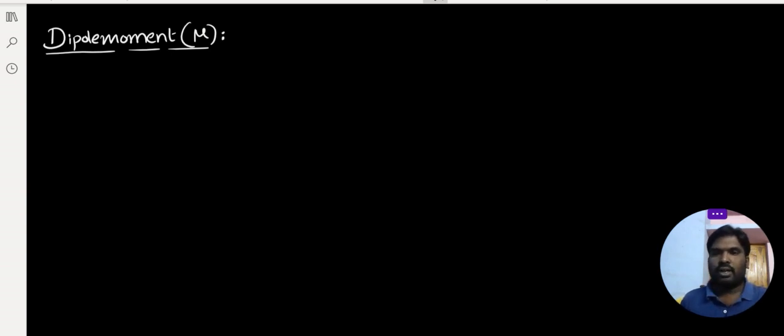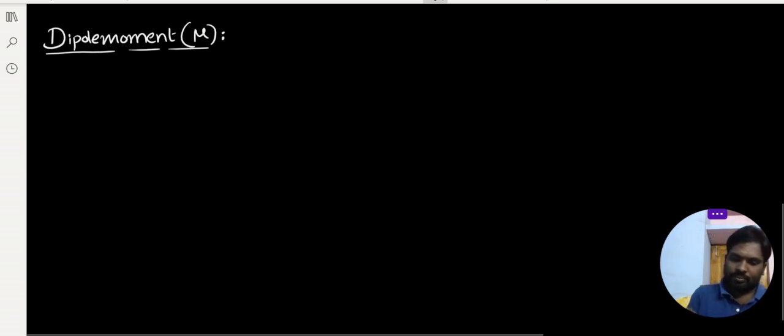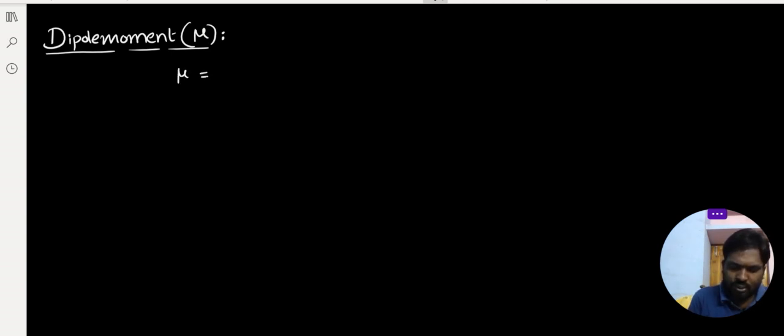Dear students, now I want to discuss dipole moment. This is a very important concept from chemical bonding and molecular structure. Dipole moment mu equals d into e. Here e means charge, and d means the distance between two adjacent atoms, or the distance between two opposite charges. So this is the important formula: mu equals d into e.